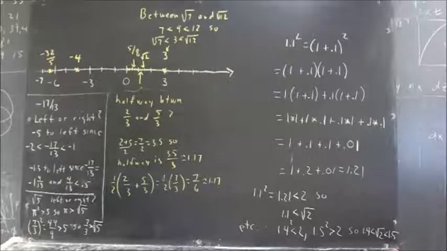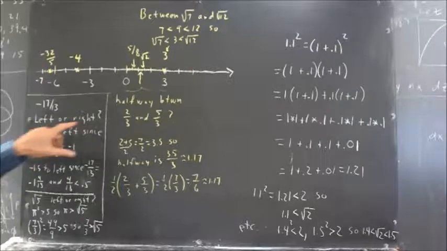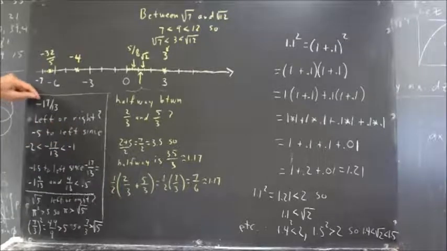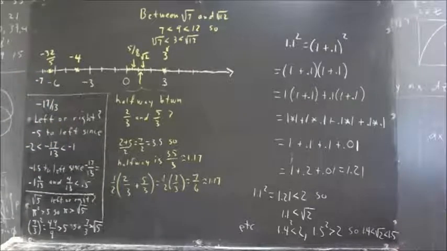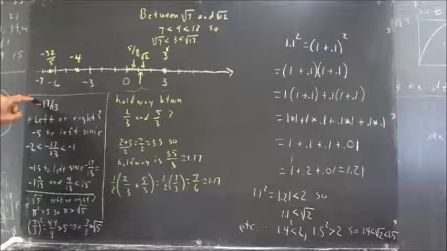Okay, we're given a number of values and we're trying to determine whether the corresponding points on the number line would be to the left or right of the point representing negative 17/3. One of those points was negative 5. Where's negative 5 relative to negative 17/3?